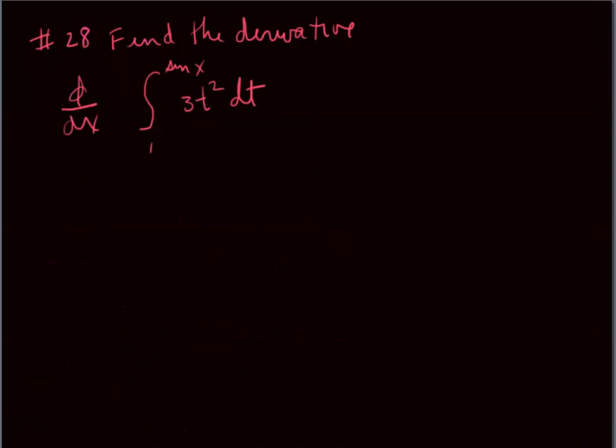Okay, problem number 28. Find the derivative of an integral. Well, isn't it just the integrand? This is what I was trying to get at before. We've got to make sure we don't, if this were just x and this were a constant, it is a constant, it's 1, then all you have to do is plug in x. But we really want the 3t squared when we plug in the sine. So this is 3 sine squared x.